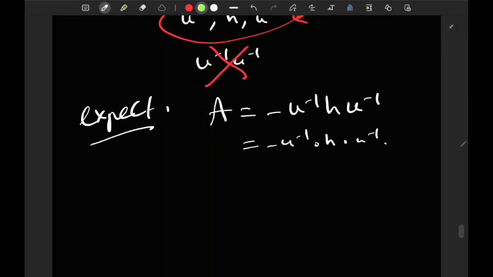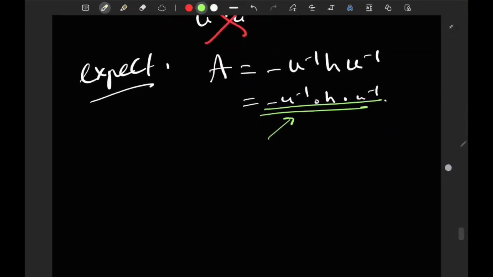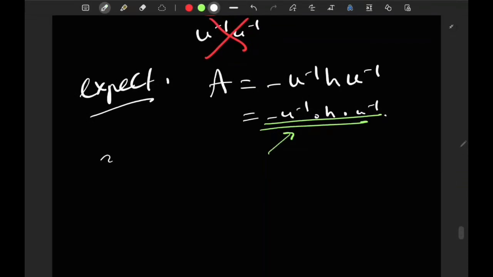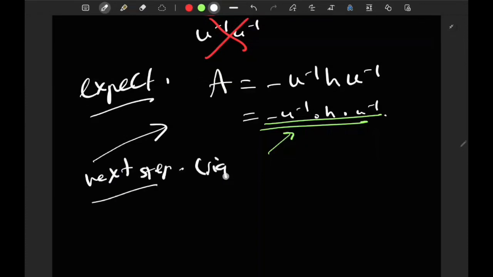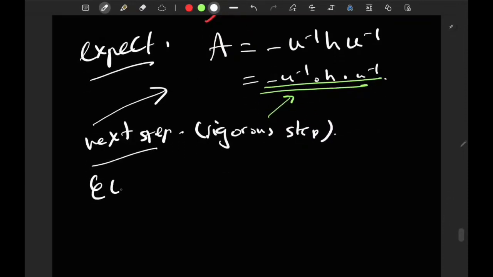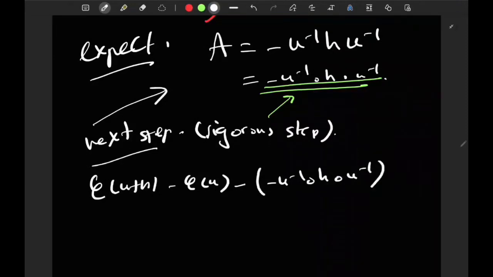And as we find out, this is exactly the derivative we are looking for. If we compare this with the statement of the theorem, it was saying that this is the derivative of the inverse. So since I expect this, the next step, the rigorous step: instead of looking just at phi of U plus H minus phi of U, I'm going to look at phi of U plus H minus phi of U minus U inverse around H around U inverse.